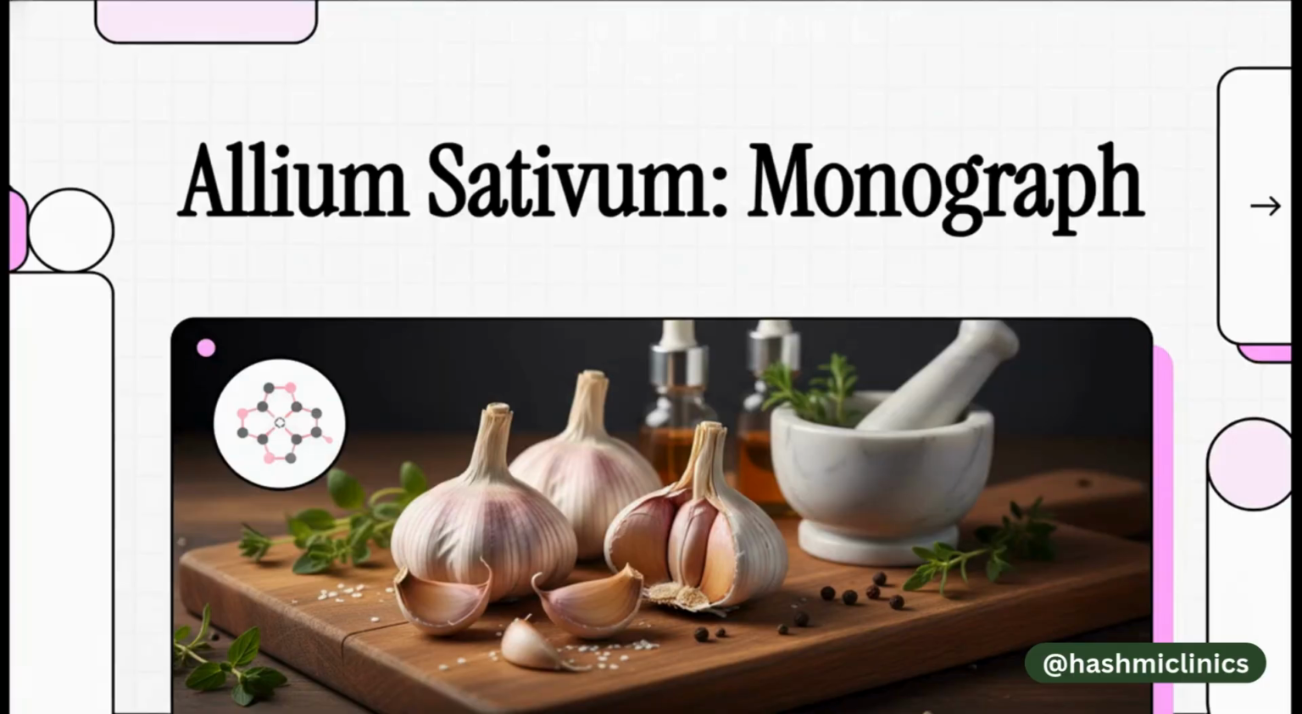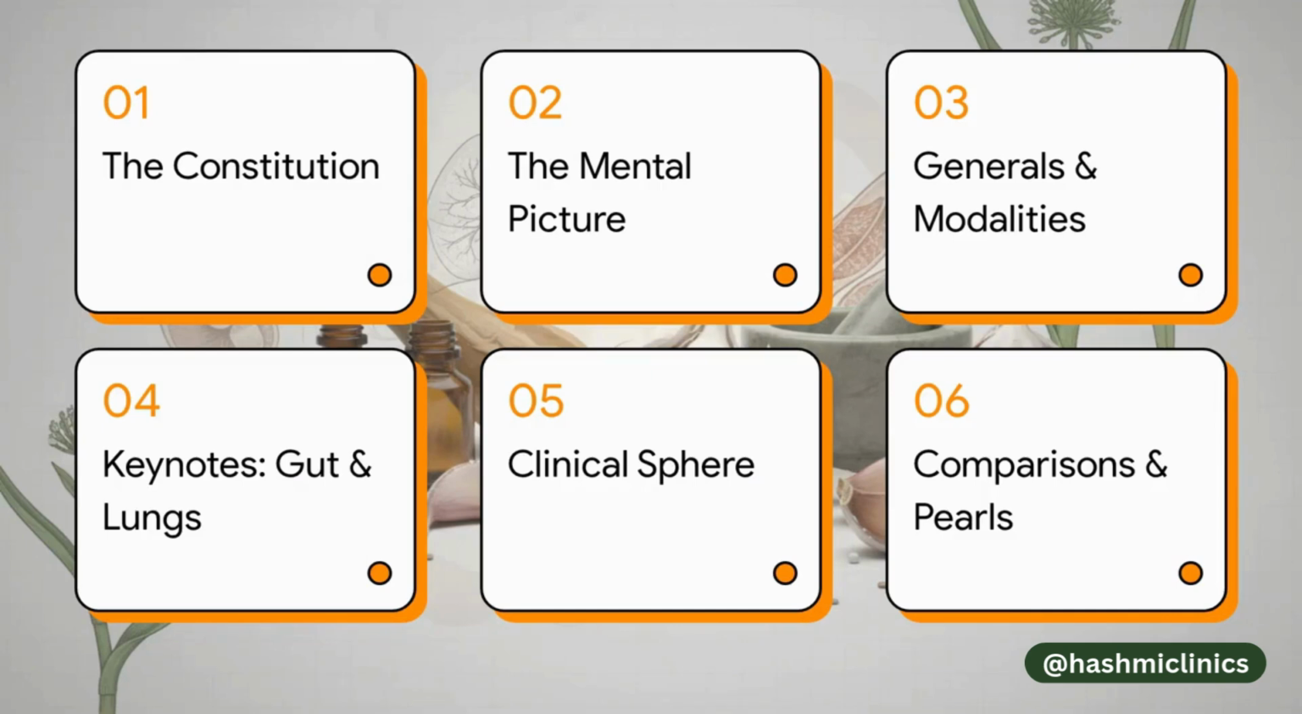All right, let's jump right in and explore the materia medica of a remedy that's as common in the kitchen as it is potent in the clinic, Allium Sativum, or common garlic. What we're going to do here is build a really clear clinical picture of this powerful, but let's be honest, often overlooked constitutional remedy. So here's how we'll break it down.